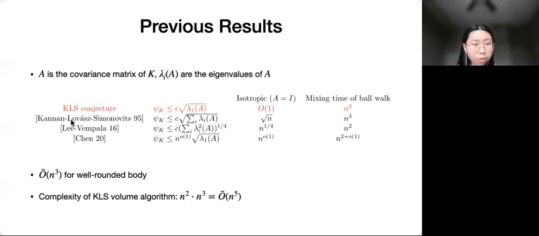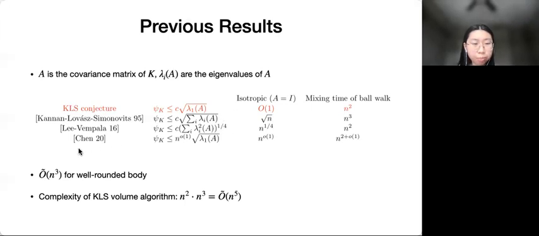Kannan, Lovász and Simonovits actually proved that psi K is bounded by C times the square root of the sum of lambda i of A. This sum is just the trace of A, so it is a constant times the square root of trace A. And this gives a mixing time of n cubed. Later this was improved to n to the 1/4.